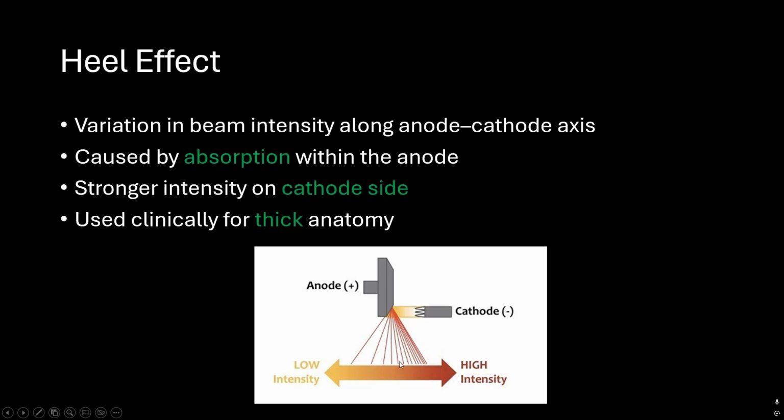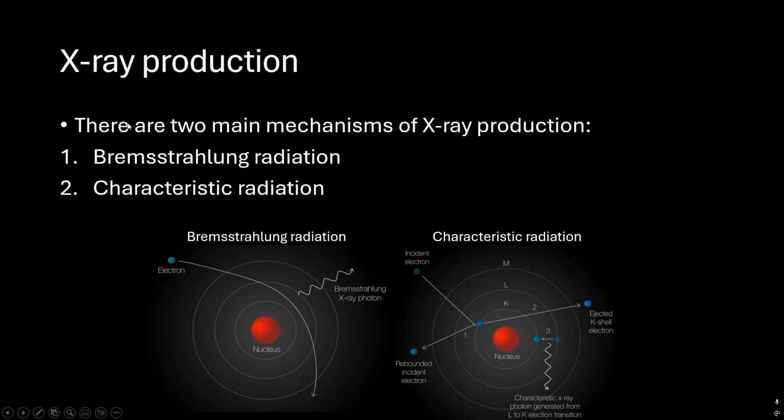So let's take an example. When we have a patient with a large part and a smaller part, we put the large part on the high intensity side. Why? Because we have a large number of photons, and a thick part of the patient will absorb more photons. This is why we need high photon numbers to go through the patient, not like the low intensity side. Now let's talk about X-ray production.